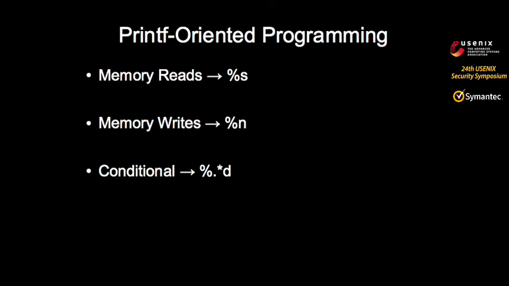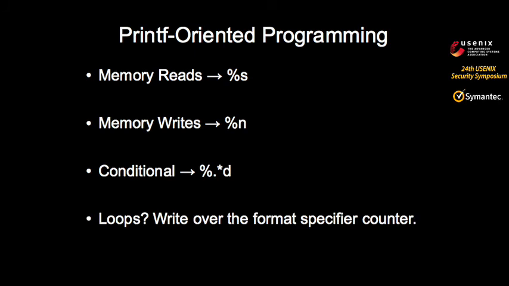For conditionals, we have a somewhat bizarre primitive, which is %.d, which if you pass it the right arguments, you can make it either print or not print a value according to whether or not the length specifier is 0 or something big. And now the question is, what about loops? Well, the format specifier counter lives in memory, and we have memory writes. So when we reach the end of the format string, we just overwrite that value and say, go back to the beginning and loop again. So this is sort of the intuition of why you should believe it's possible.